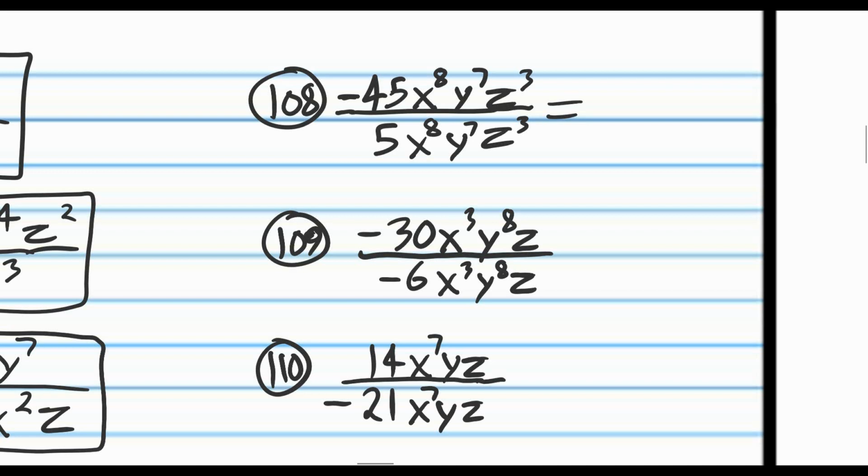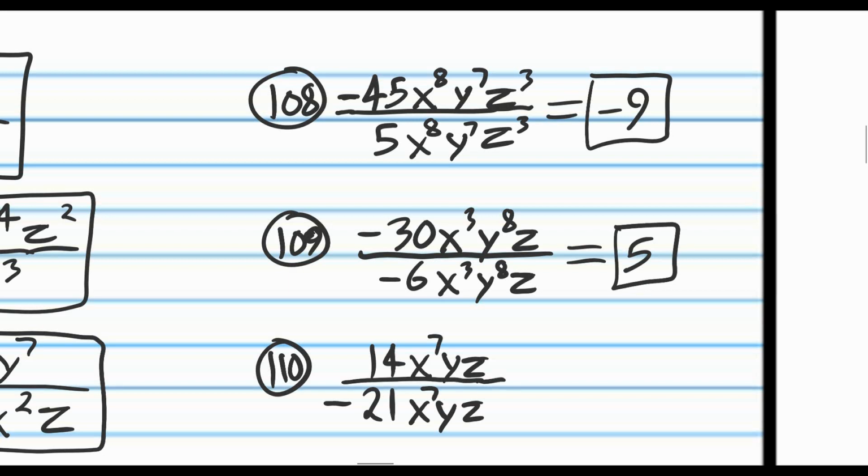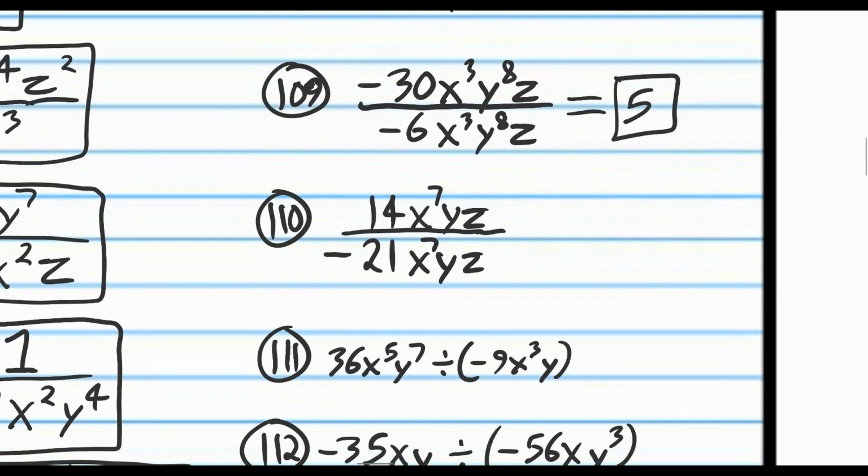All right, negative 45 over 5 is negative 9. And all the other variables just cancel out because the x's all have the same power, and the y's all have the same power, and the z's all have the same power, so they just disappear. All right, number 109, attempt that one, and when you come back, we'll do it together. All right, we're back. Negative 30 divided by negative 6 is positive 5, and we have the same situation. All those variables are just canceling out. Attempt number 110, and when you come back, we'll do it together.